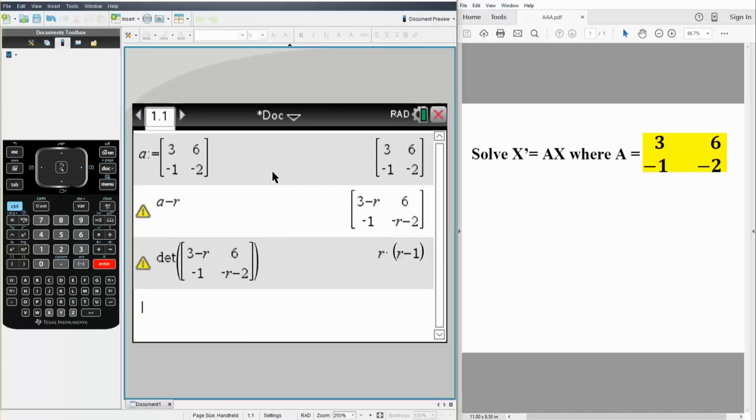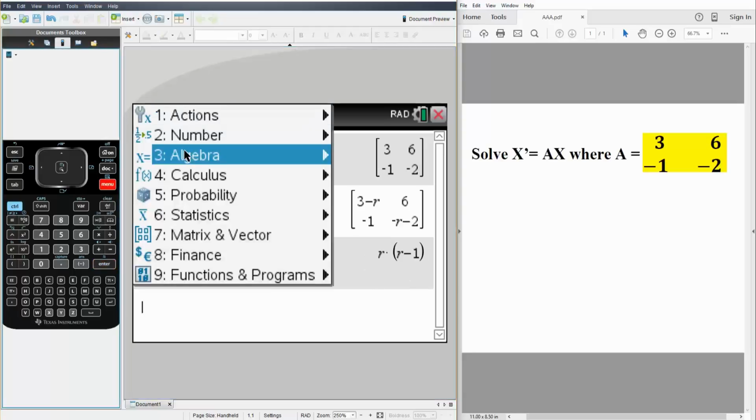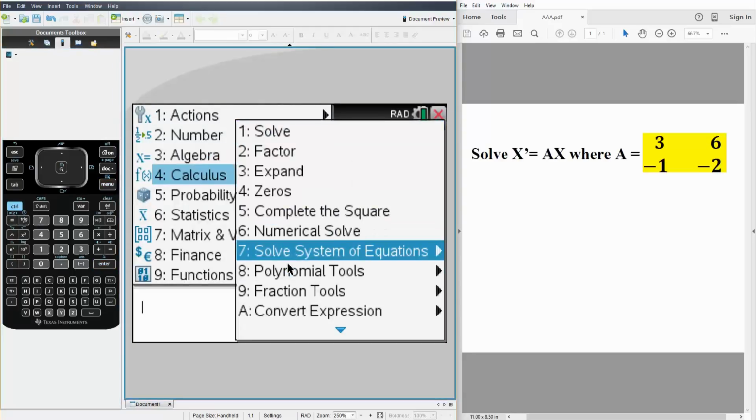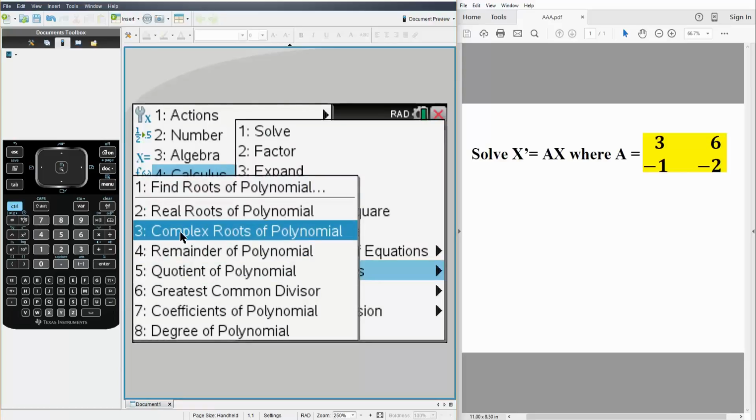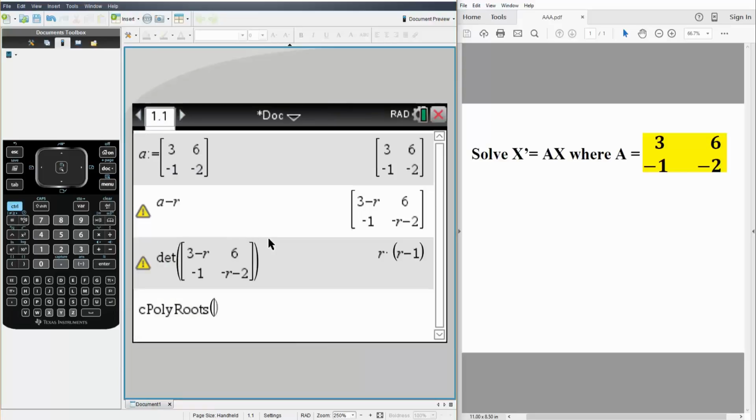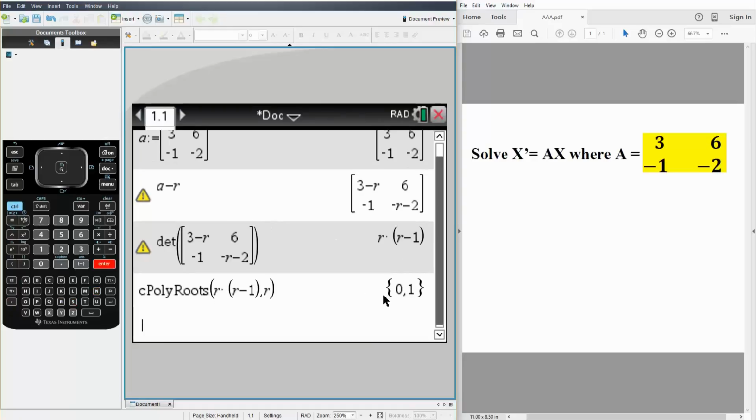So now we have the determinant, but we want to get the roots. So we hit menu, algebra, we go to polynomial tools, and we go to 3, complex roots of polynomial, and we write answer, but it is important to write comma R. And so our two roots are 0 and 1, and so these two are our eigenvalues.